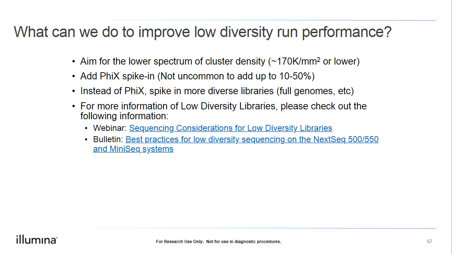An alternative to Phi-X is to use a diverse library, such as a whole genome library, since the added base diversity will assist with template registration and improve overall run quality. For more information on low diversity libraries, check out the webinar and bulletin linked here.